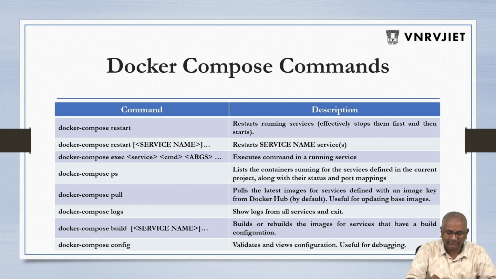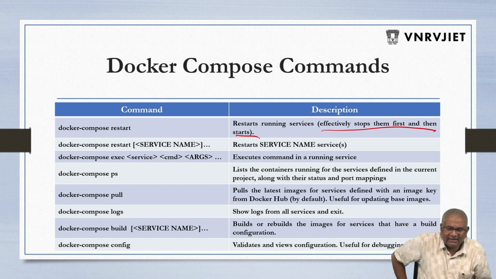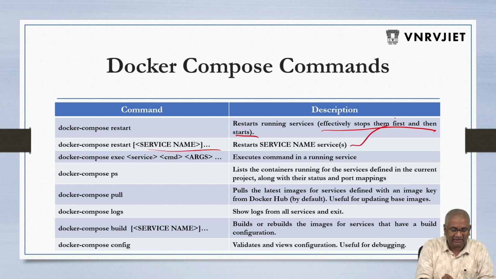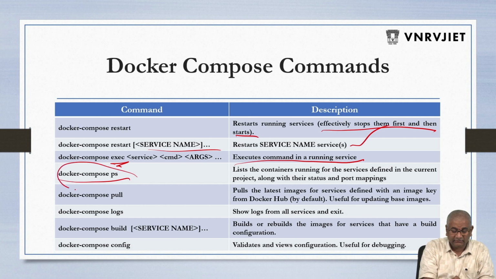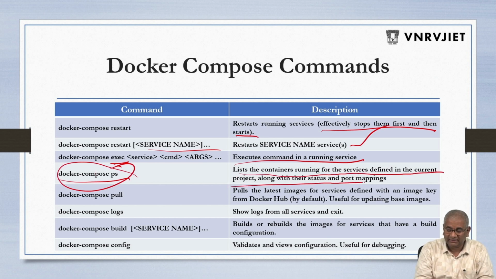More are there. Docker compose restart restarts running services, effectively stopping them first and then restarting. If they are not in a good state, we can do this. Docker compose restart with a service name restarts a particular service. Docker compose exec executes a command in a running service, like docker exec; we don't need it quite often, but it is possible. Docker compose ps is a very useful command: it lists all the containers and services in the current project along with their status and port mappings.